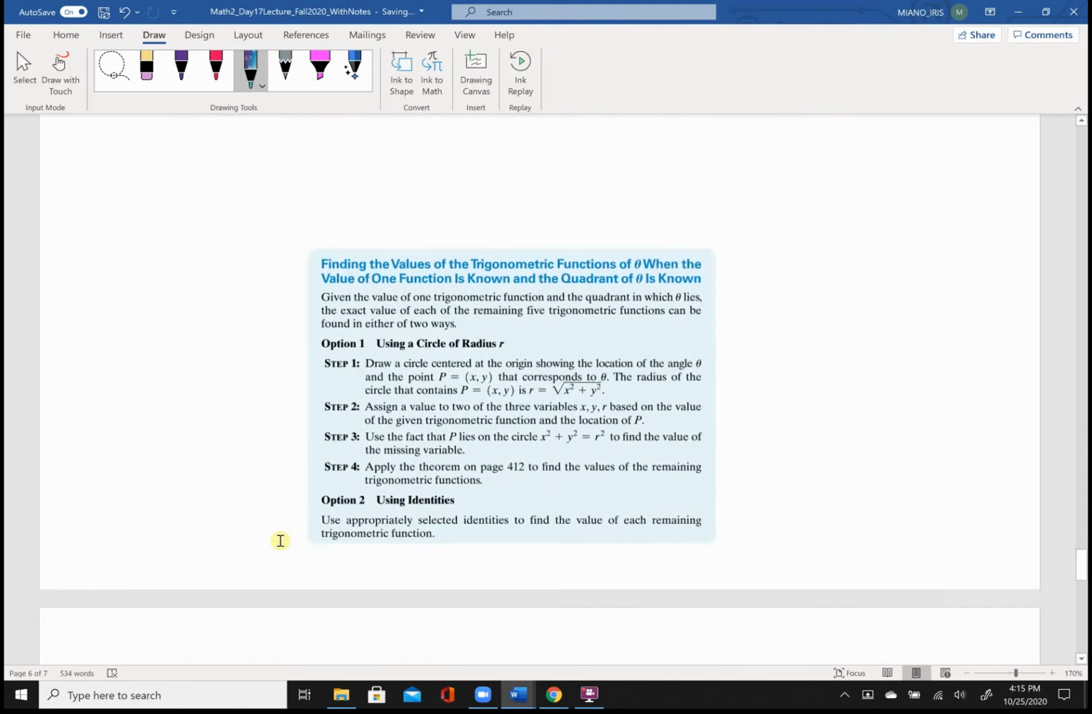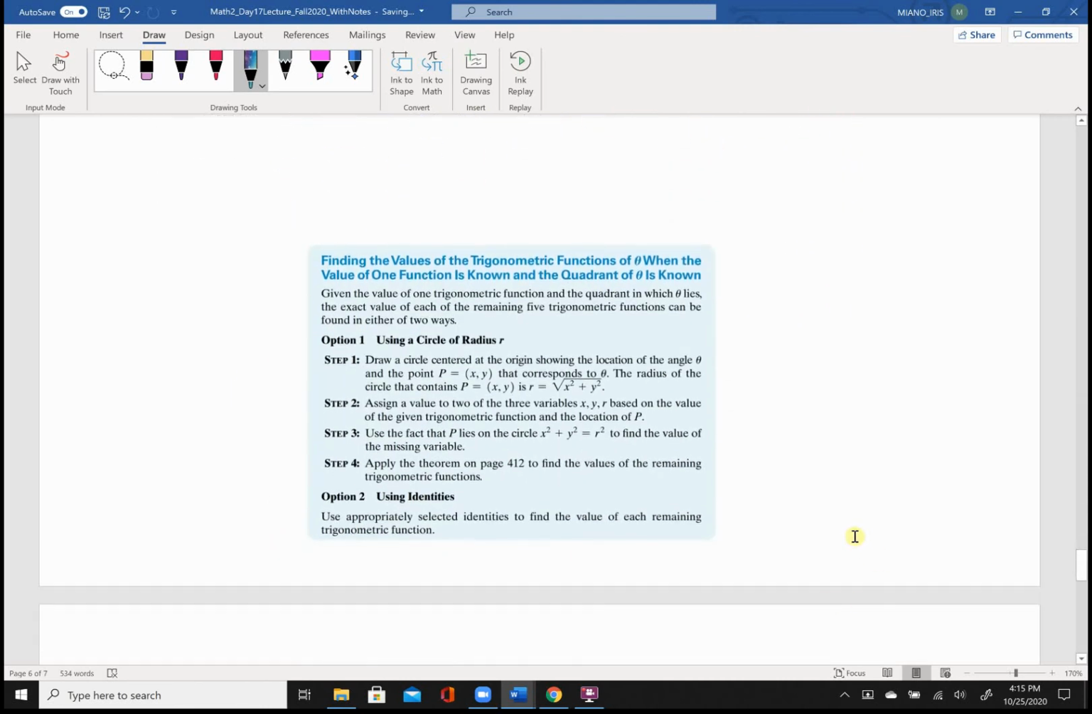Now, here is just a little bit of information that I wanted to make sure I threw into lecture. This is from your textbook, and it goes through giving you options for how you can find the values of your remaining trigonometric functions when you have a little bit of information. Option 1 is using the circle of radius r method, which is a multi-step process. You have to take at least all those 4 steps, and maybe even more if some of the steps are a little more complex.